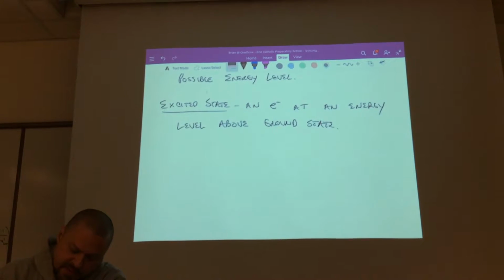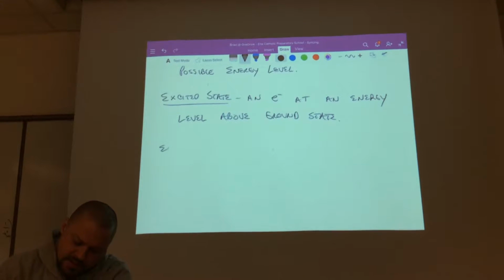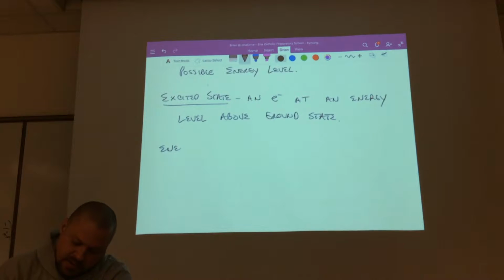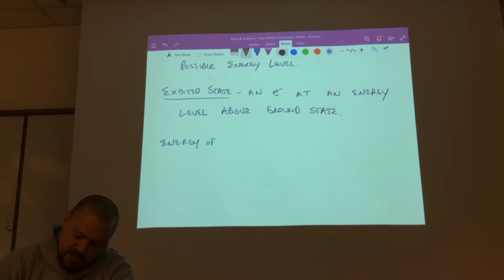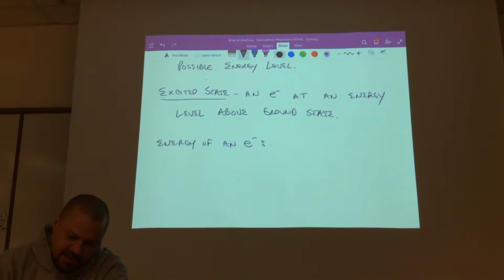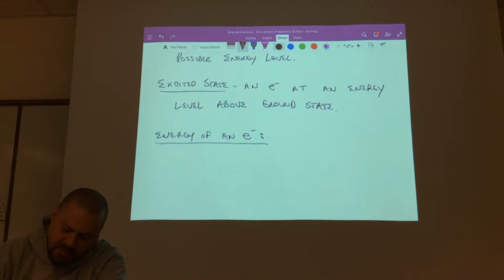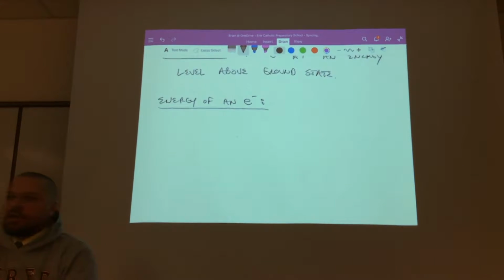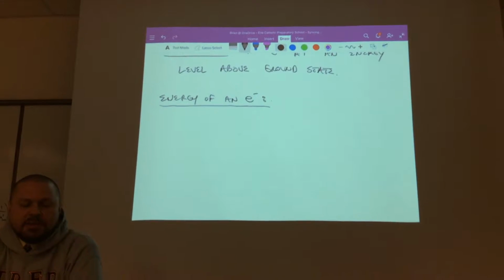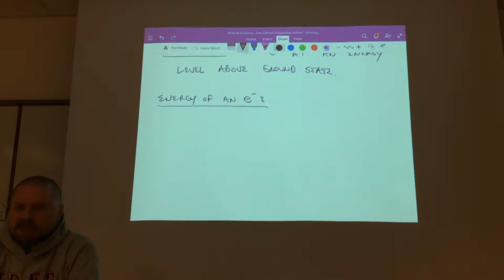Okay, energy of an electron. Now I'm going to give you this little equation here, and I'm going to be straight up with you. This is not the one I'm going to be asking you to do calculations for. We're going to be more interested in changes in energy, because that'll let us predict the color of light that's going to be emitted.